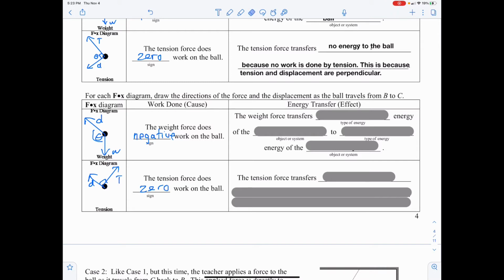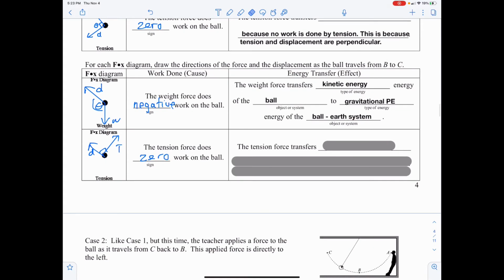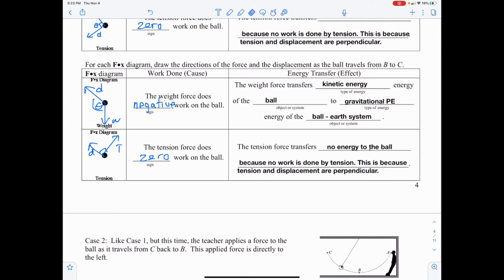Let's take a look over on the side. The weight force transfers kinetic energy of the ball to the gravitational potential energy of the ball-Earth system. The tension transfers zero energy to the ball because no work is being done by tension. This is again because tension and displacement are perpendicular.